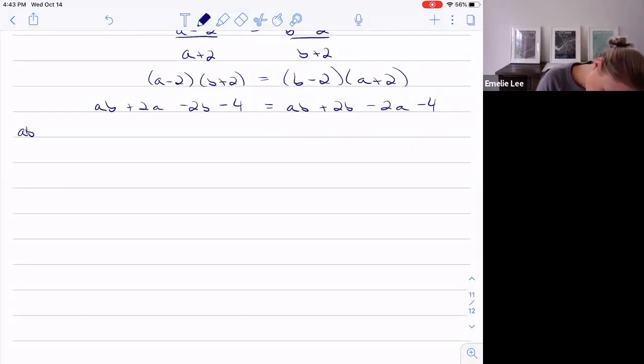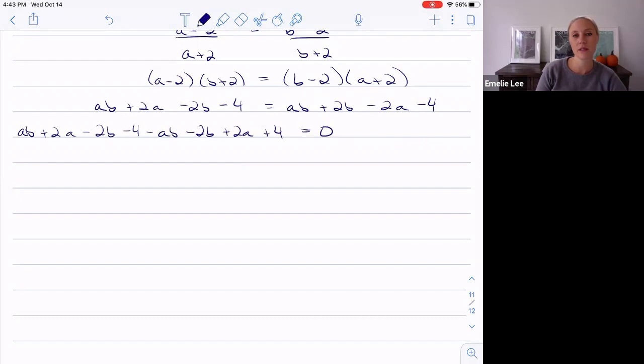So AB plus 2A minus 2B minus 4 minus AB minus 2B plus 2A plus 4 is equal to 0. Right? Moving everything over. Keeping track of what I'm canceling here. So negative 4 plus 4, can get rid of those.